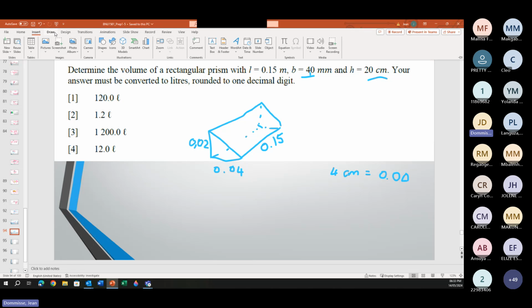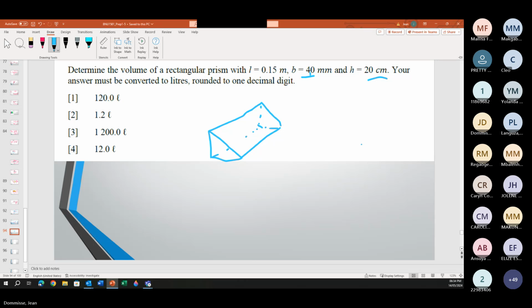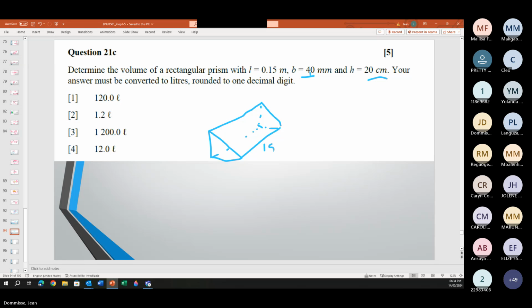See, I don't like working everything to meters. I'm now even confusing myself here. I just want to move to centimeters. We can do it in meters as well, but I first need to quickly do it in centimeters. So 0.15 meters is 150 centimeters, 20 centimeters, and then we've got 40 millimeters, which is 4 centimeters.